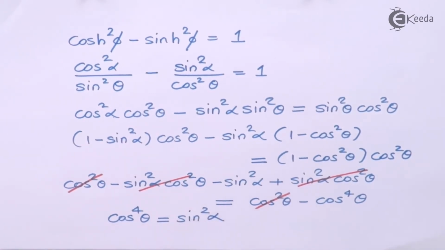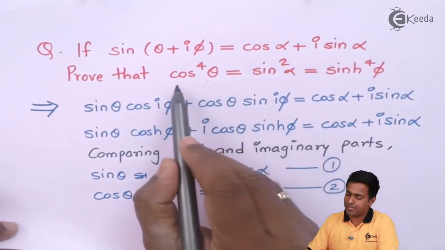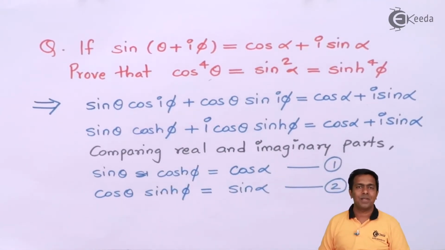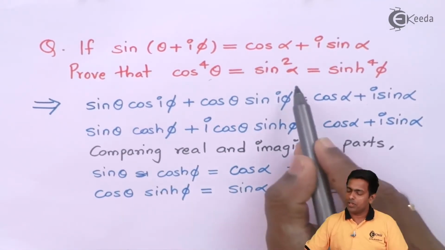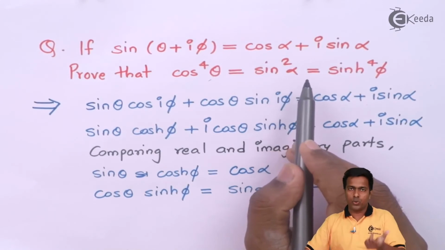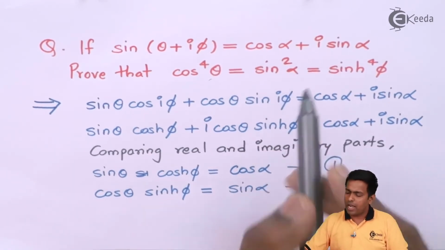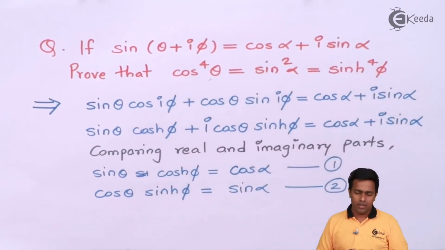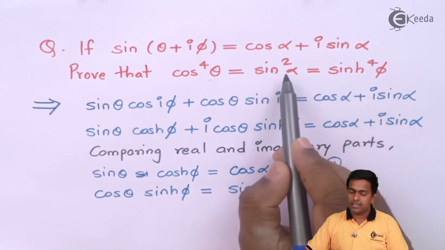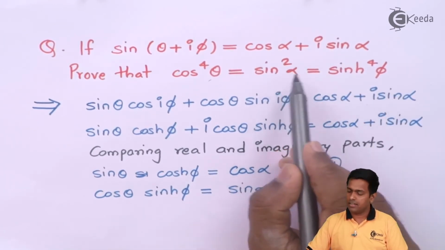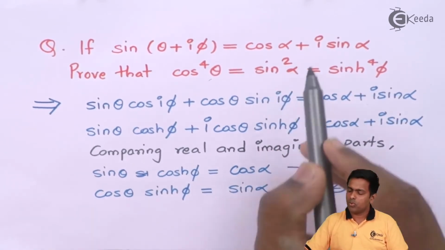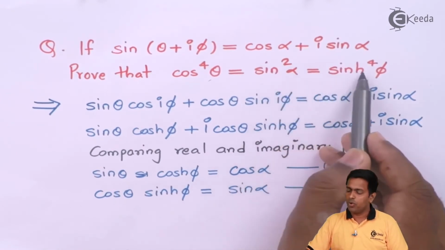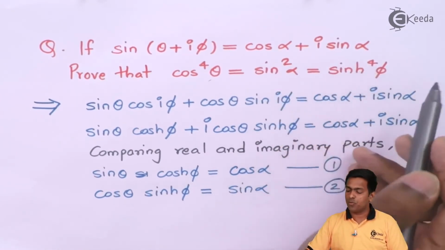And guys, this is nothing but our first result. So here we got the first result. Now let's prove the other two terms or other two sides. So I may take the second and third term, or I may take the first and third term. We'll get the same answer. Now what I'll do is I'll take the second and the third term. So it means I'll prove sine square alpha equal to hyperbolic sine raised to 4 phi.